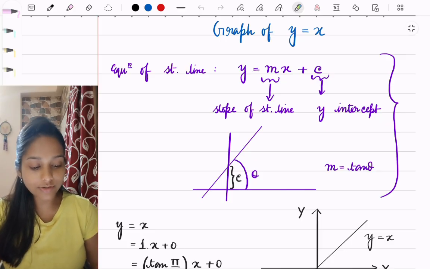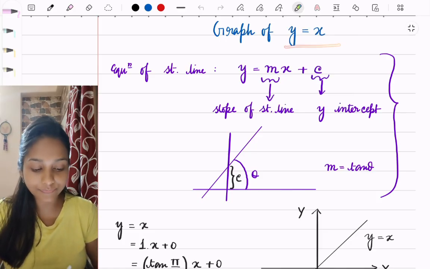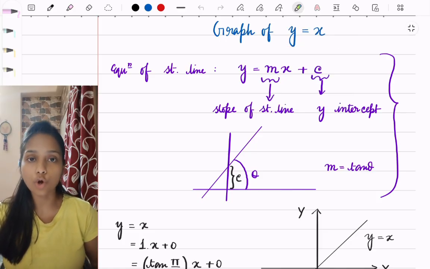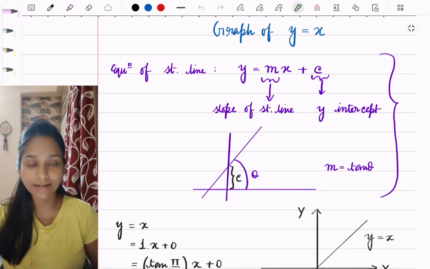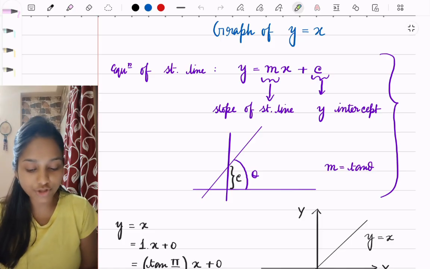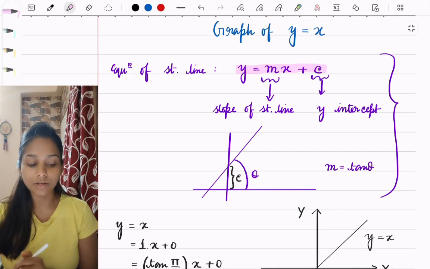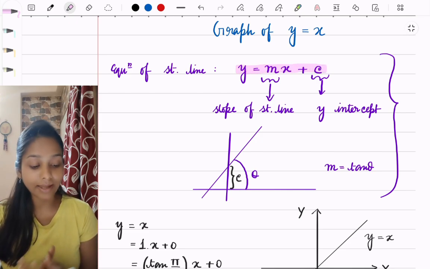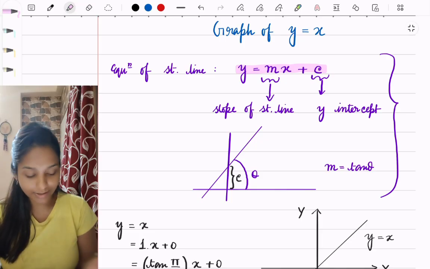So here we have this y equals x. Now how to draw this y equals x function? I will start by explaining a straight line. A straight line has this general form, which is y equals mx plus c. Now, what is that m and what is that c? m is the slope of the straight line.